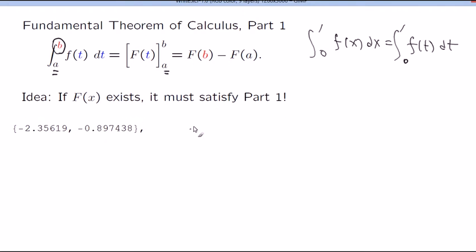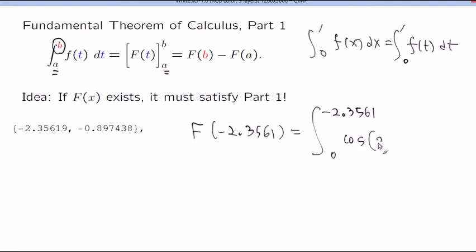Right here is F of negative 2.3561. According to that definition, you go here and plug in 0, which earlier I chose as 0. Then plug in that number, negative 2.3561. What was the function I chose? Just a random function, like this: 2 pi sine of t dt, right? You integrate this one, and your question is, how can you integrate this one even if you don't know the antiderivative? How do you do that?